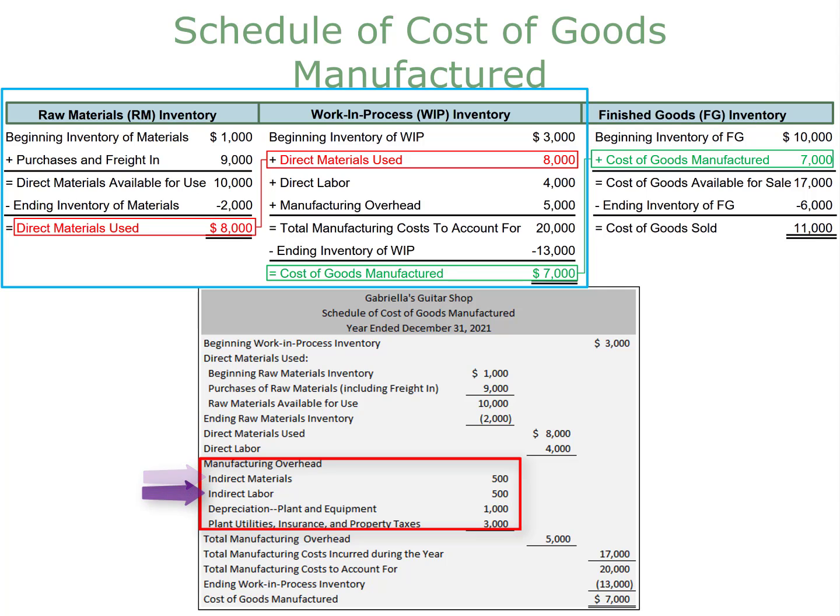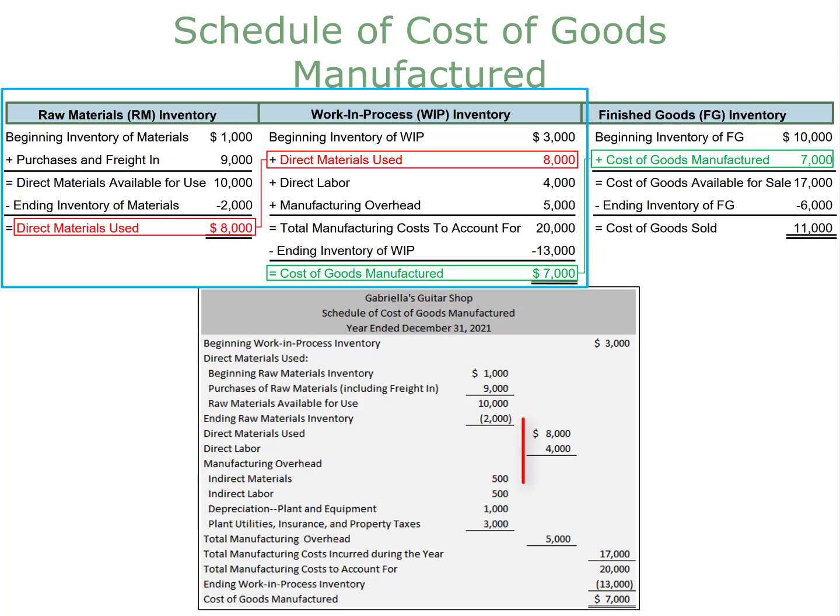Then we have indirect labor. These are the wages of the plant supervisor who oversees the manufacture of all guitars, and the plant janitor. They indirectly help create the guitars, but we can't directly trace these costs to any particular guitar. Then we have other miscellaneous overhead costs that have to do with the plant. Depreciation on the plant equipment, plant utilities, plant insurance, and plant property taxes.